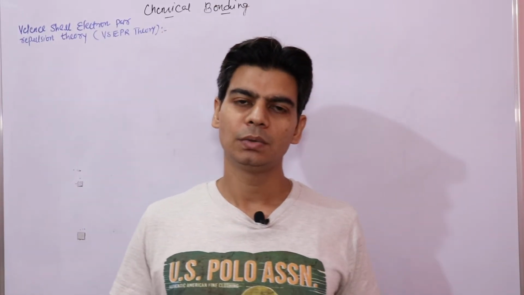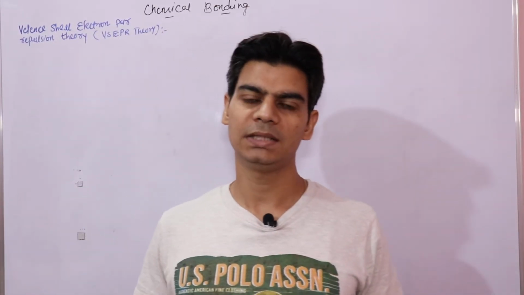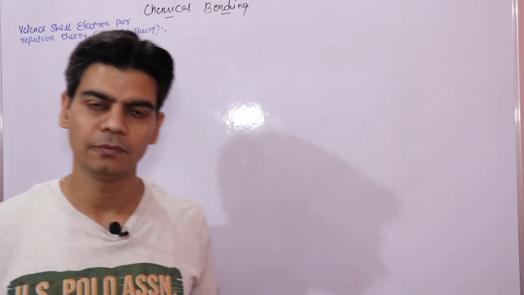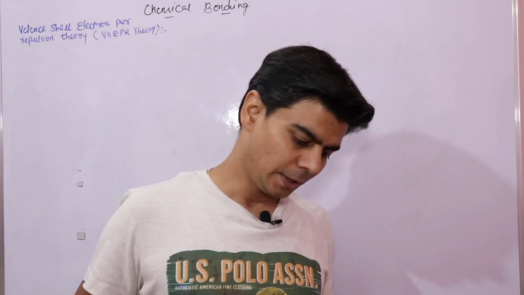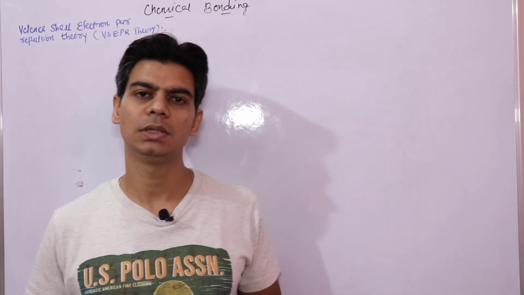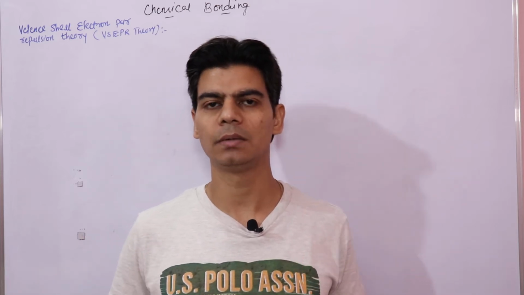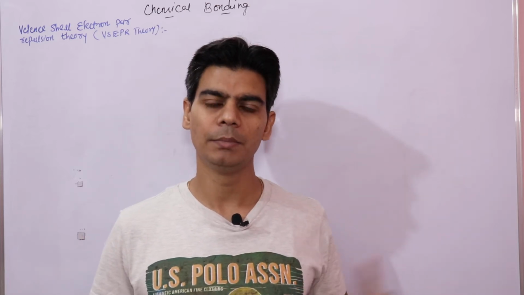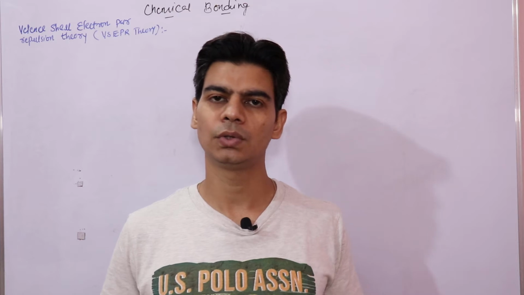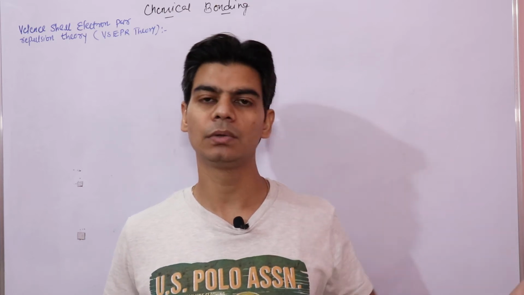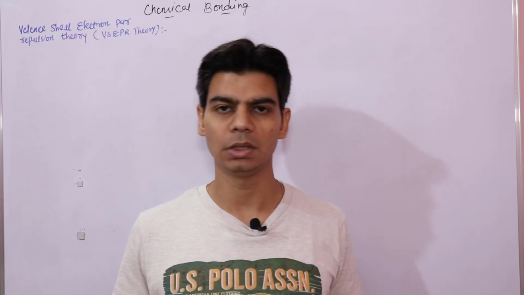Hi. Now in today's video lecture, we will go through valence shell electron pair repulsion theory, VSEPR theory. Basically, this theory tells us the shapes of covalent molecules. Before this video lecture, we have gone through Lewis and Langmuir theory of covalent molecules.